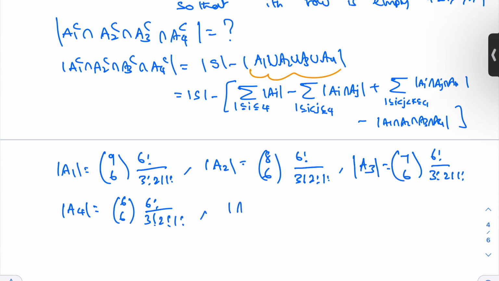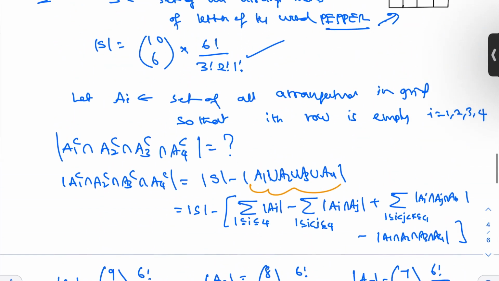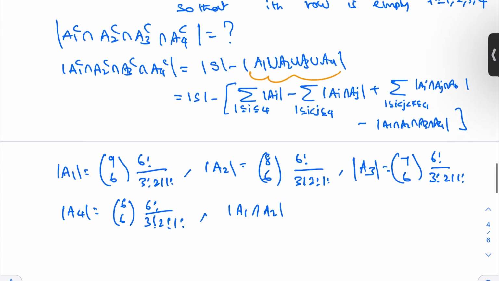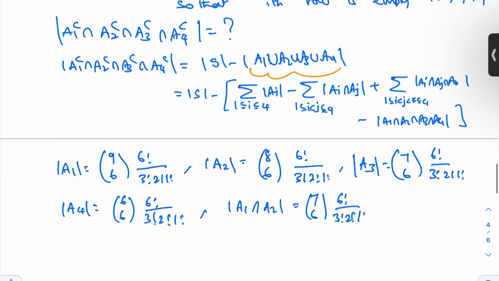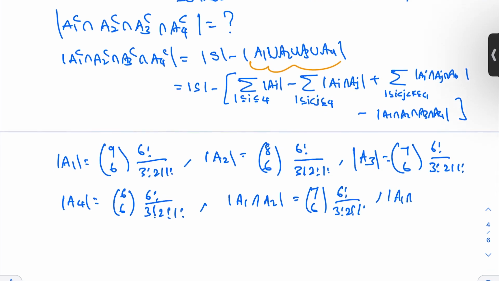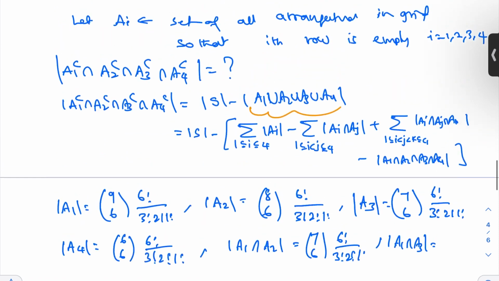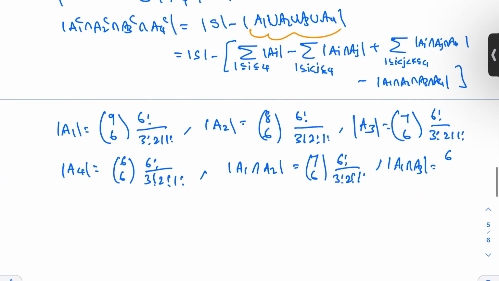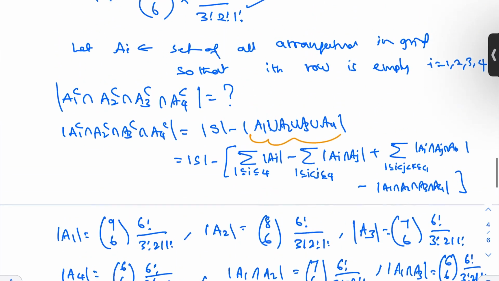Okay. Similarly, number of elements in A1 intersection A2. If you want row 1 and row 2 to be empty, then don't use row 1 and row 2. Then still you have 7 cells. So 7 choose 6, 6 factorial by 3 factorial, 2 factorial, 1 factorial. Number of elements in A1 intersection A3. If you want row 1 and row 3 to be empty, still we have 6 cells. So again 6 choose 6 times 6 factorial by 3 factorial, 2 factorial, 1 factorial.